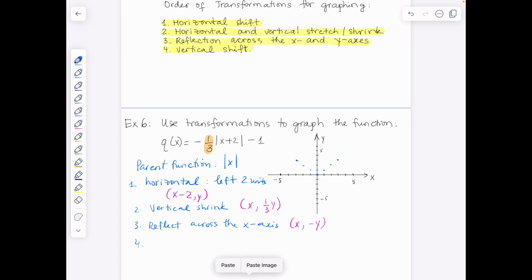And lastly, is there a vertical shift? Yes, I see there's a -1 at the end and on the outside of the absolute value function. So that indicates a vertical shift, and that is shifting down, vertically shifting down by 1 unit. And when we transform, we will keep the variable x the same, and then we'll subtract 1 from the y coordinate. So let's apply all the transformations that I wrote in pink, and we are going to transform 3 points.